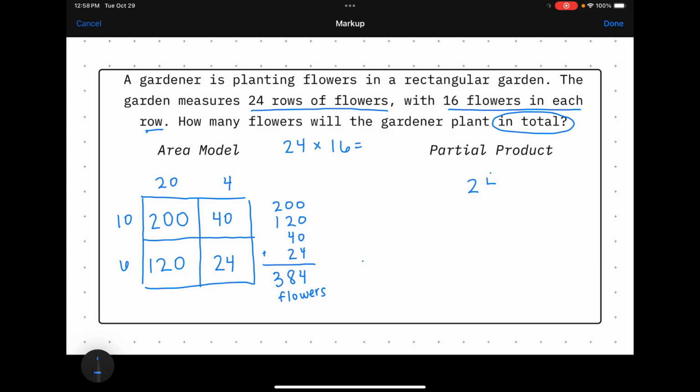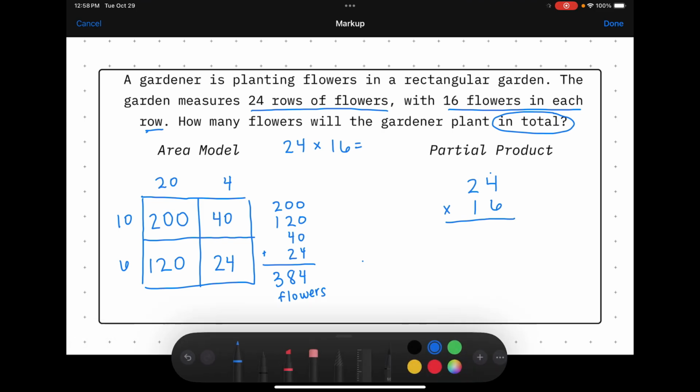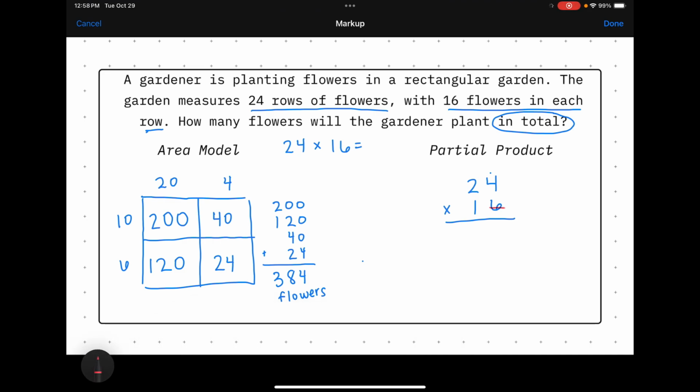Now, if I did this correctly, I should get the same thing when I do partial products. For this one, I stack it just like I would any addition or subtraction problem, lining up my place values. But this time I'm going to solve for the 6 times the top 2 values. So I have 6 times 4 is 24. 6 times 20 is 120.